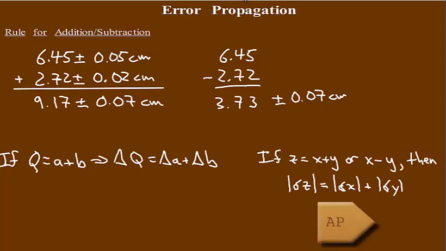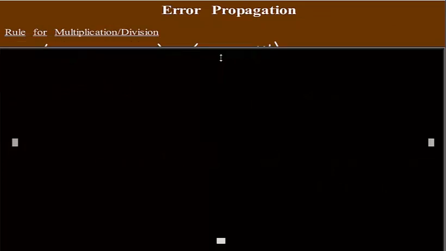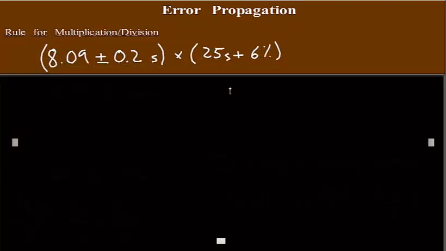So I'll let you work out on your own how these different ways of representing the rule are actually saying the same thing. We're going to go on to the rule for what if you're multiplying and dividing numbers. Multiplying and dividing numbers. Okay, so let's take a look at an example here.